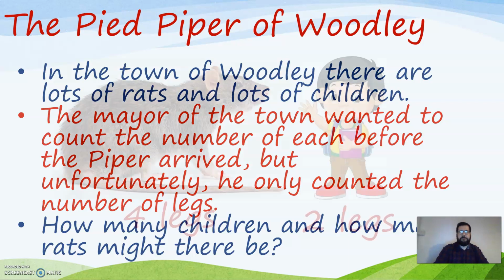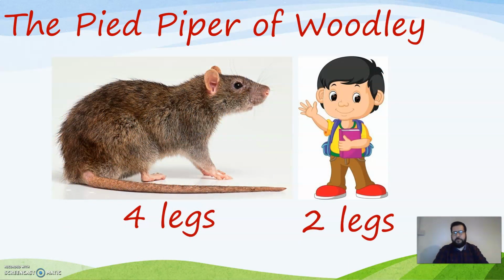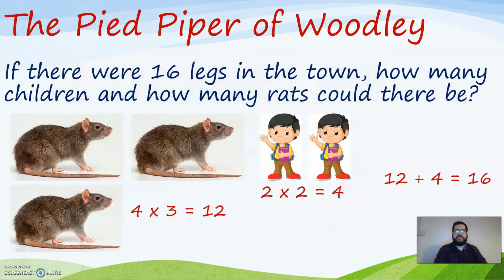So let's look at a quick example. Before we go though, just to remind ourselves, a rat has 4 legs and a child has 2. Now, this is not the hard bit of the investigation. Hopefully, remember this. Rats, 4 legs, children, 2. Okay? So, if there were 16 legs in the town, how many children, how many rats could there be? Well, we could have 3 rats, because that would be 4 legs multiplied by 3, giving us 12 legs. And we could have 2 children. 2 legs multiplied by 2 children, it gives us 4 legs. If you add 12 legs and 4 legs together, you have 16 legs.